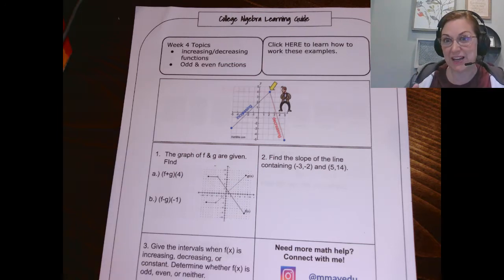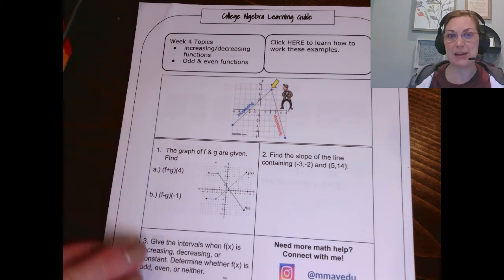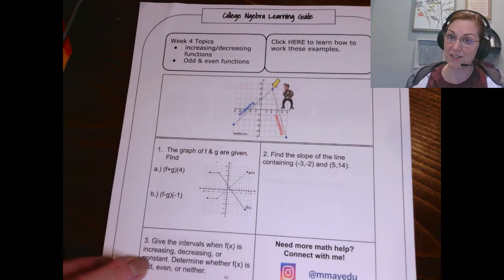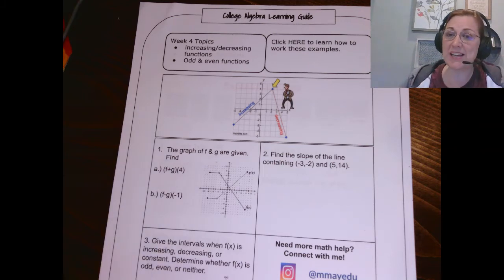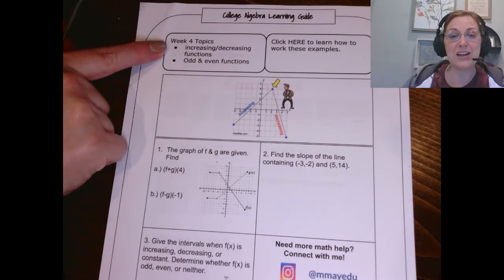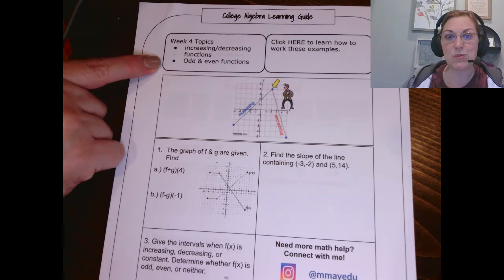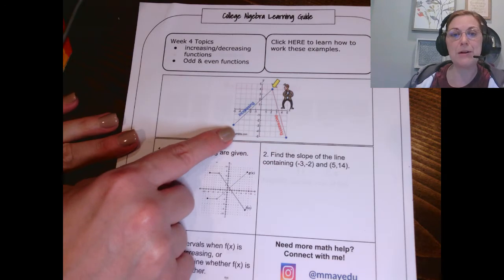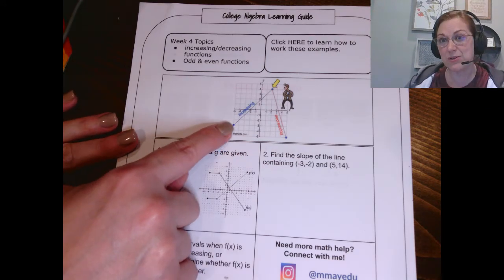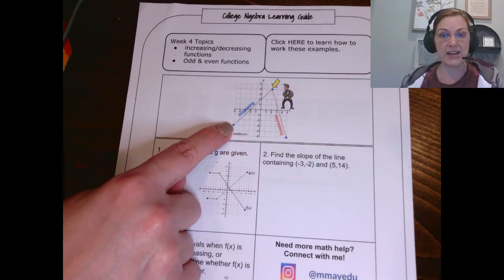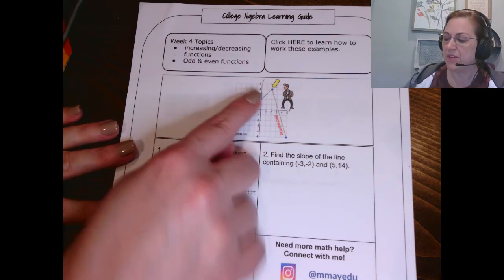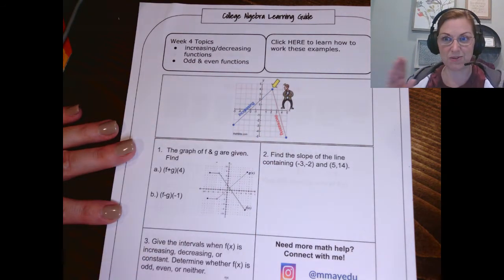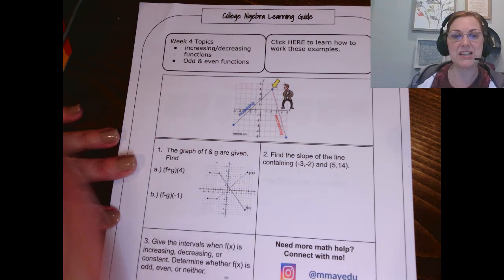For this video, I'm going to be covering just the examples on this document. If you don't have this document, I'll put a link to it in the description so you can download a copy. This video is going to focus mainly on increasing and decreasing functions as well as odd and even functions. I've left you a note here: when the y value goes up from left to right, we say the function is increasing. When the y value goes down from left to right, we say the function is decreasing.